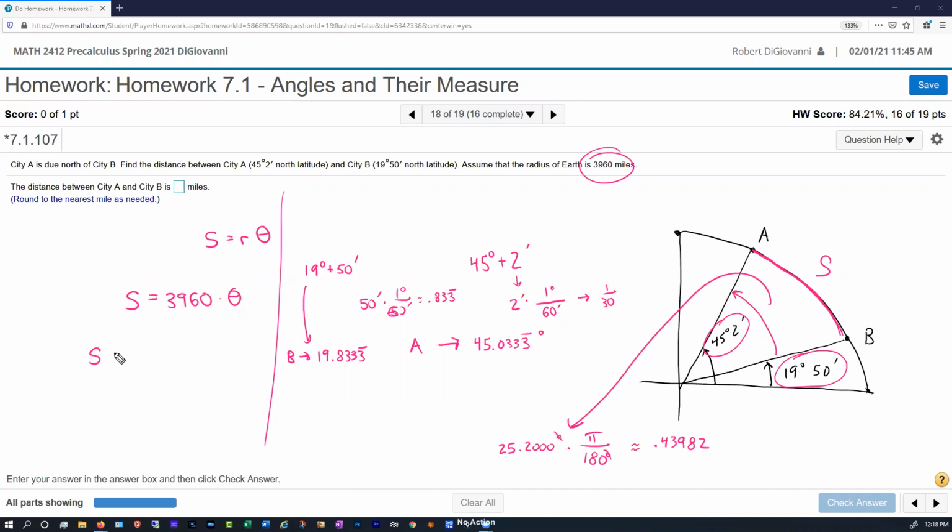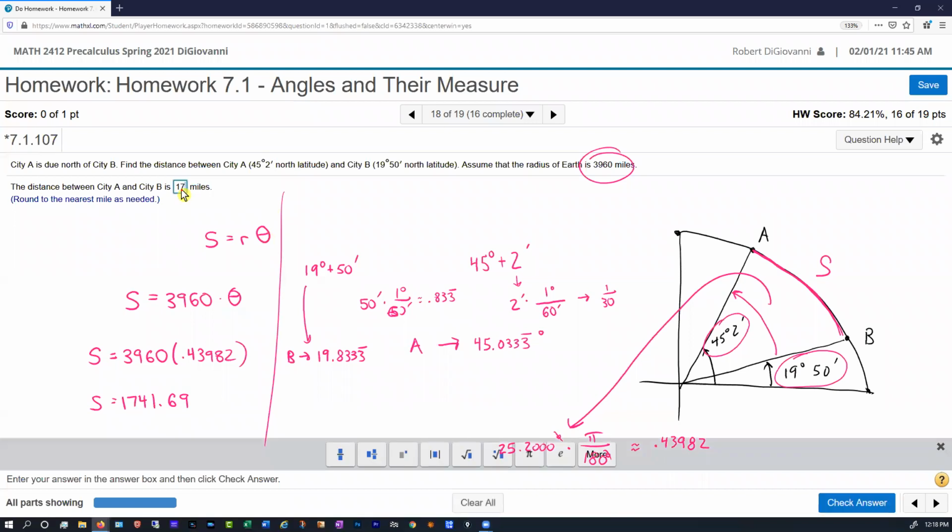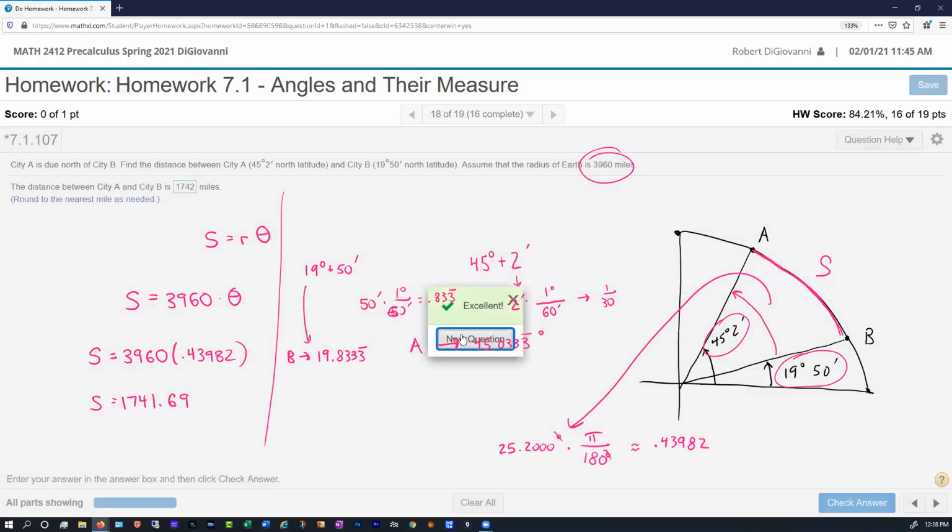So now coming back over here, arc length is 3960 times 0.43982, which is about 1741 point, what do they want? Nearest mile. Okay, so 0.69, so I'm going to round that up to 1742. 1,742 miles is the distance. All right.